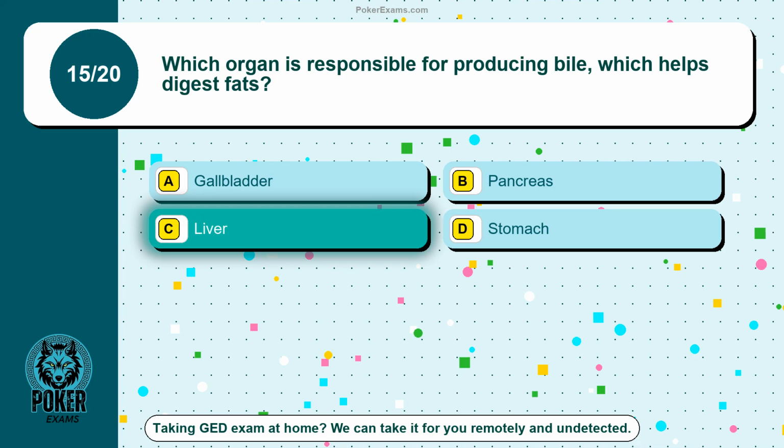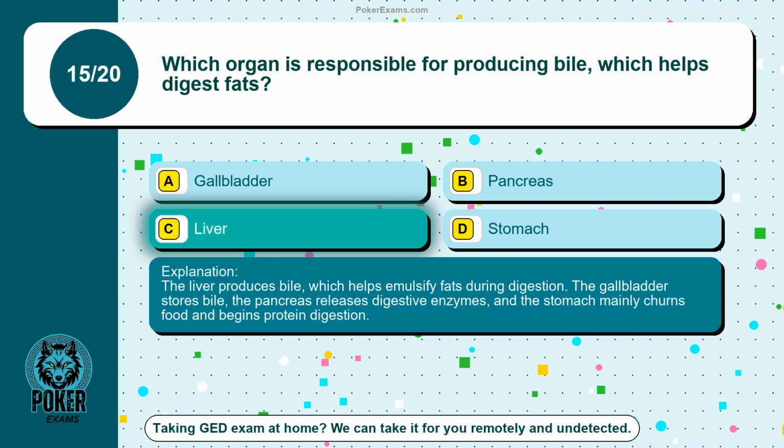The correct answer is option C. Liver. The liver produces bile, which helps emulsify fats during digestion. The gallbladder stores bile, the pancreas releases digestive enzymes, and the stomach mainly churns food and begins protein digestion.